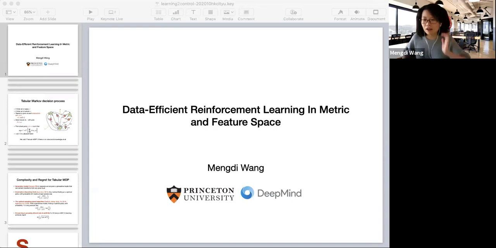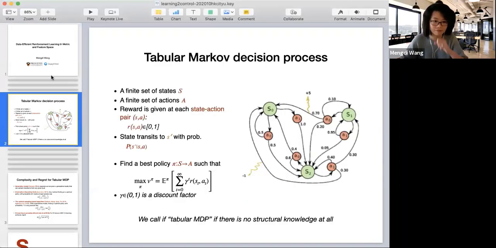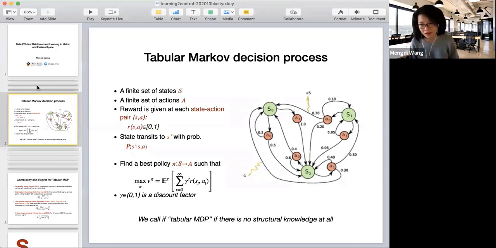Okay, so I'm going to talk about reinforcement learning, and I'm going to focus on reinforcement learning when we have structures in the learning problem, when we have either metric or feature space. I'm sure everyone has heard about reinforcement learning. Reinforcement learning is just a fancy new name for Markov decision process, or at least the core problem in reinforcement learning is the classical Markov decision process.